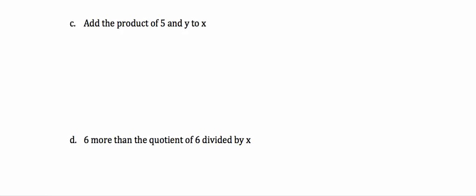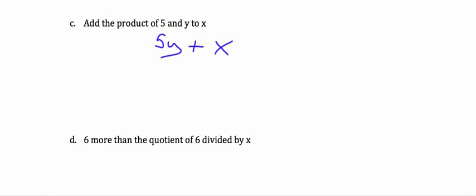Okay, so we need to add the product of 5 and y to x. The product of 5 and y is 5y, or 5 times y. And if we're adding it to x, we don't need any parentheses there because we're going to do 5 times y first, and that's okay.